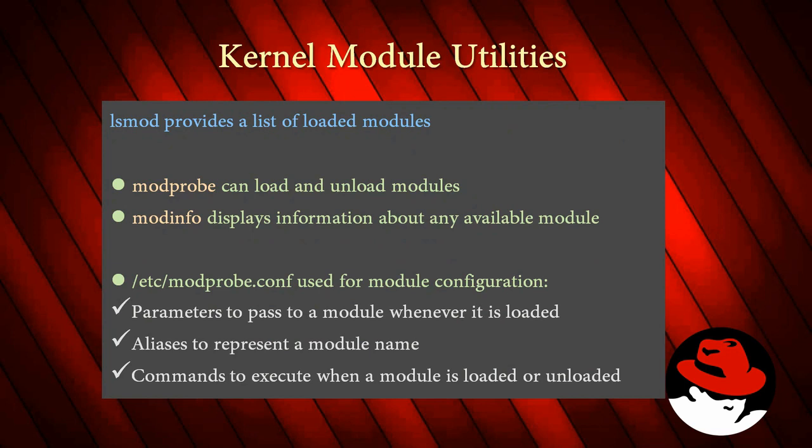There is a configuration file called modprobe inside the etc directory that could be used for module configuration. You could configure different kinds of parameters, aliases, and commands to execute when a module is loaded or unloaded. You can configure parameters to pass to a module when it is loaded. You can also create aliases to represent a module name. You can access those from CLI mode, from Linux terminal, or from a GUI option in the configuration file itself.